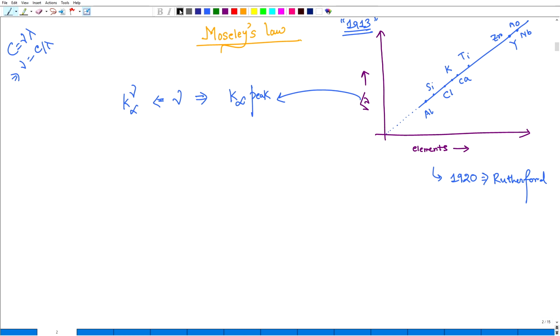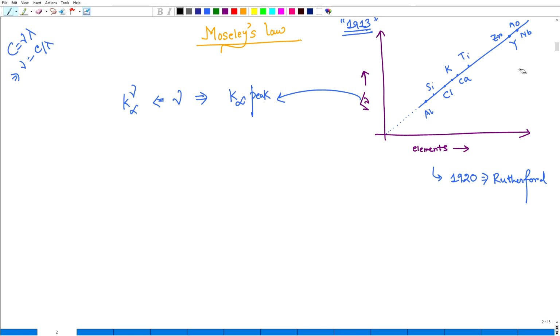So Rutherford said that there was a fundamental quantity of a metal or atom, we can say, which increases by regular steps. That fundamental quantity is increasing by regular steps as we pass from one metal to another metal, or we can say one element to another element. That is not only for metals, but for other elements as well. So that was the statement given by Rutherford.